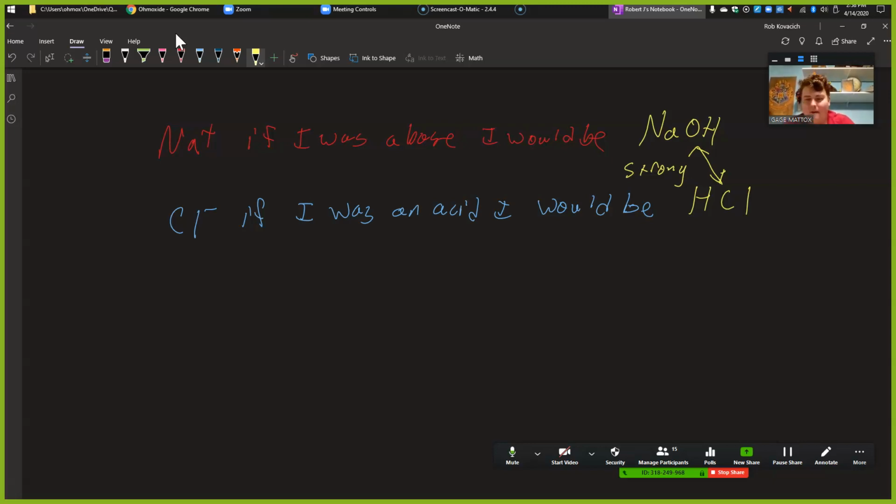So can sodium do that? No, because its conjugate is sodium hydroxide. So sodium hydroxide doesn't want to be sodium hydroxide in water. And what about hydrochloric acid?